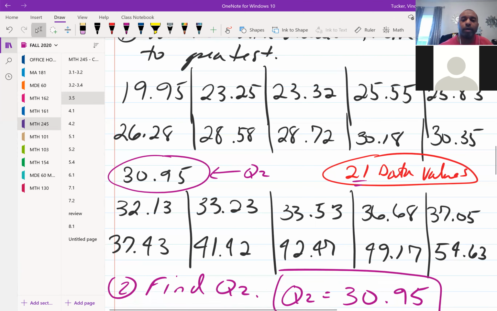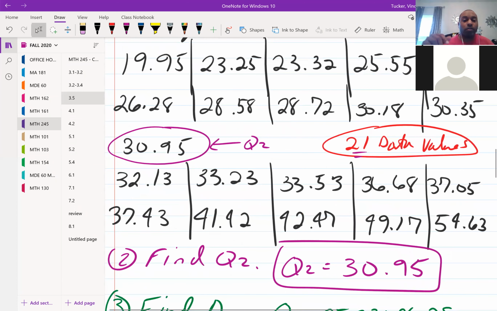All right, hopefully everybody has the data set. Okay, so step 2, we already mentioned, find Q2. And like I said, that's your middle value. We had an odd number of data values, so that one was easy for us. Just pick out the middle number, which was 30.95.